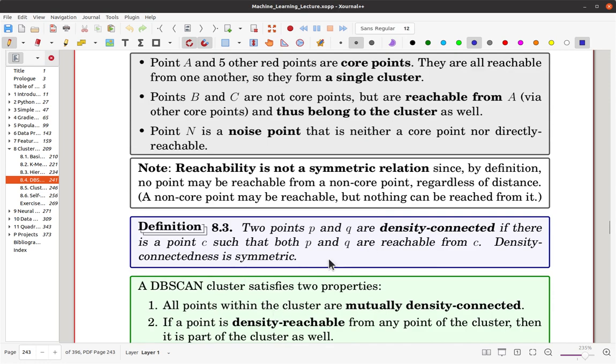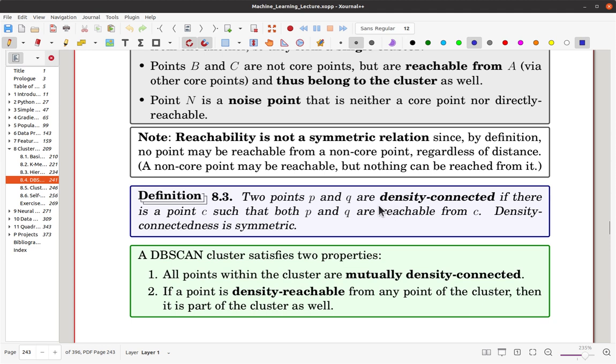Okay, now we define density connectivity. Two points P and Q are density connected if there is a point C such that both P and Q are reachable from C. That means C must be a core point. Once they are reachable from a core point, we say that the target points P and Q are density connected. And density connectedness is symmetric. Quite easily you can check that.